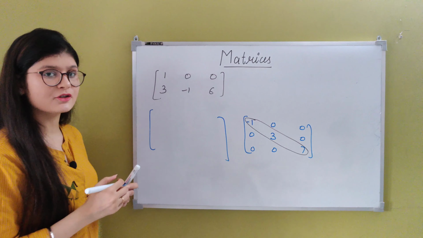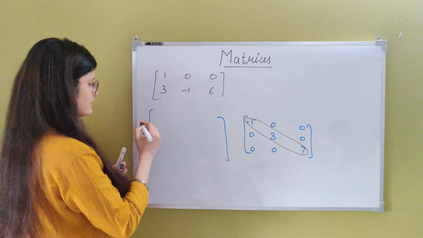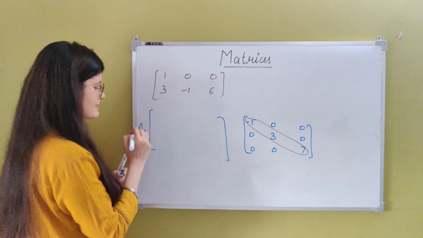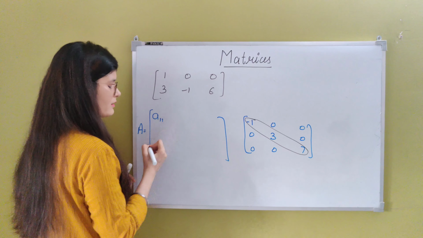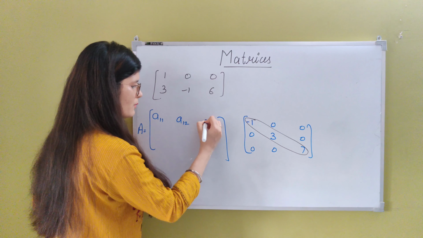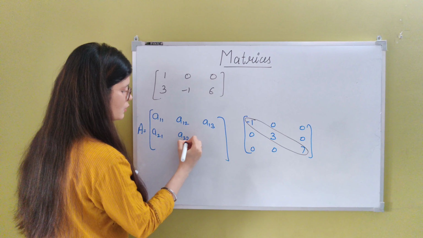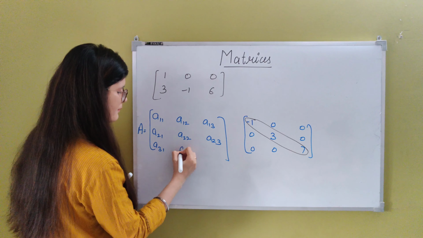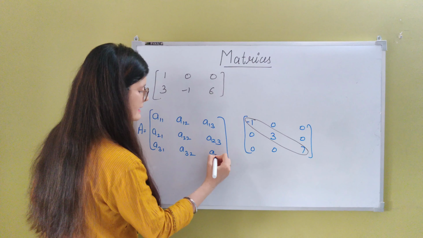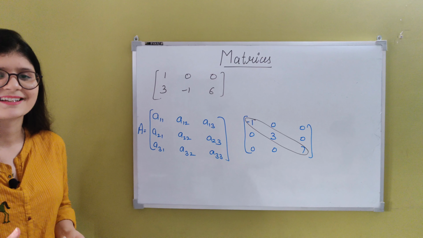First of all, I'll try to generalize any matrix, okay? If I'm taking this matrix as A, I'm representing this matrix as A. So the elements are A11, A12, A13, A21, A22, A23, A31, A32 and A33. Now how is this happening, right?